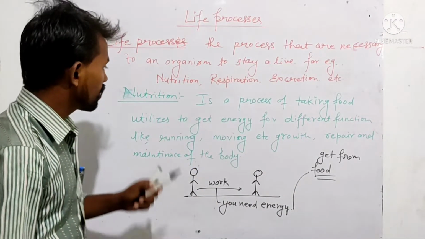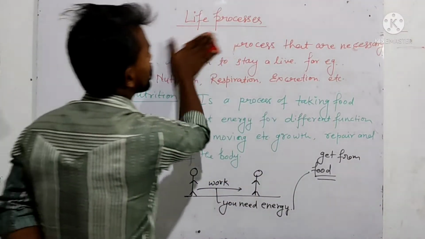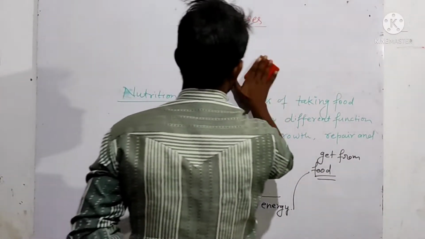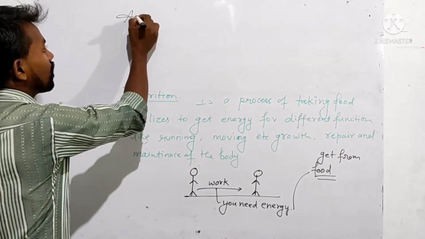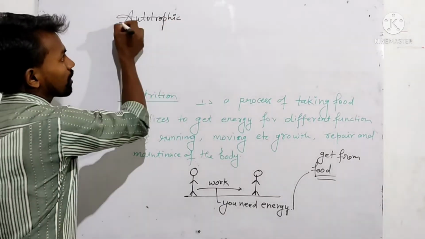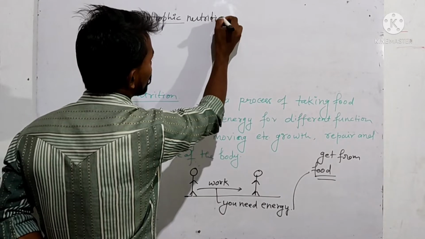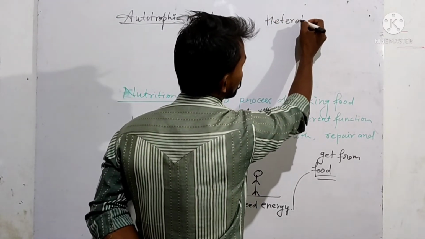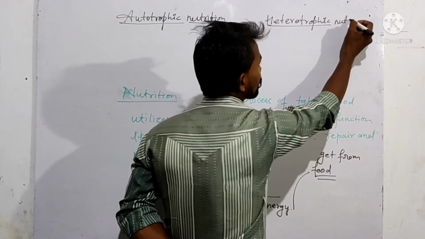In organisms, nutrition is of two types. We can say nutrition occurs in organisms by two processes. First of all, autotrophic nutrition, and the second one is heterotrophic nutrition.